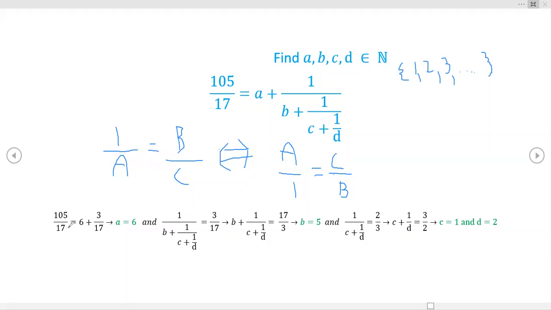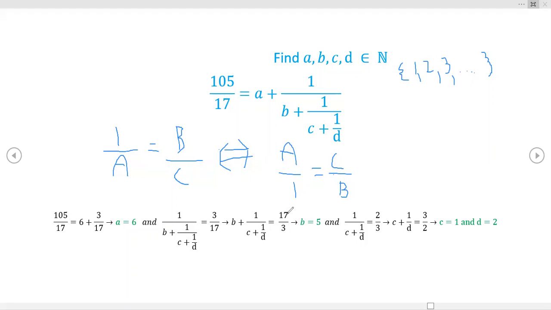If you divide 17 into 105, you get 6 with 3 left over. And so by inspection, that means that A has to equal 6. Then this 3 over 17 has to be this entire part right here. But now we use that reciprocal property. 1 over an object equals this fraction means the denominator of the object is equal to this fraction inverted. Which is exactly what we're saying right here.